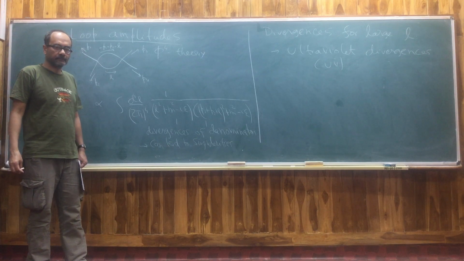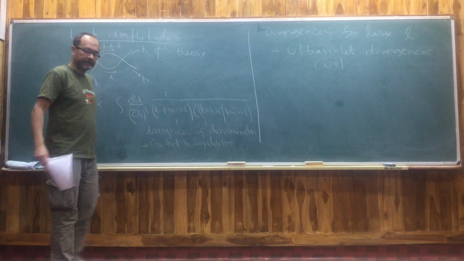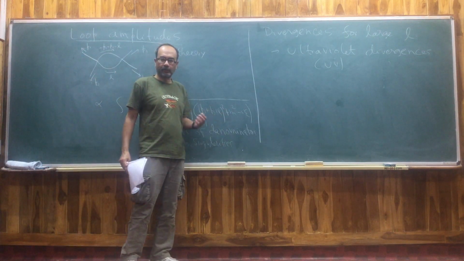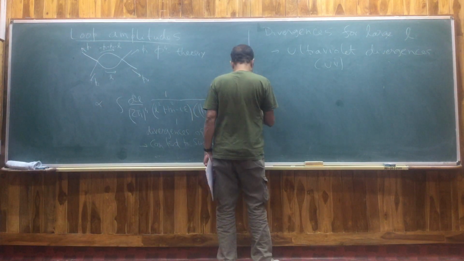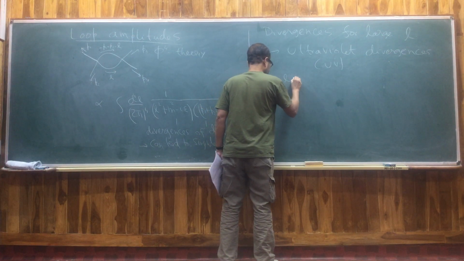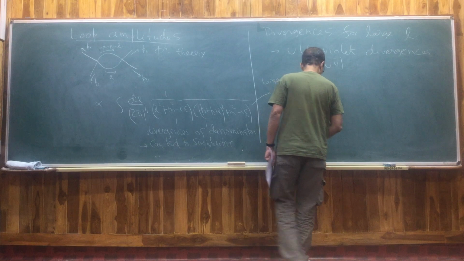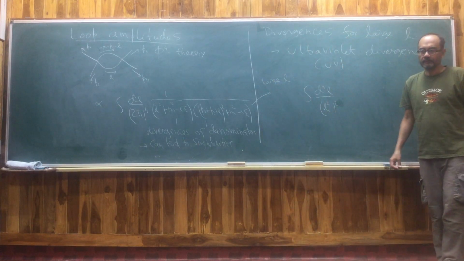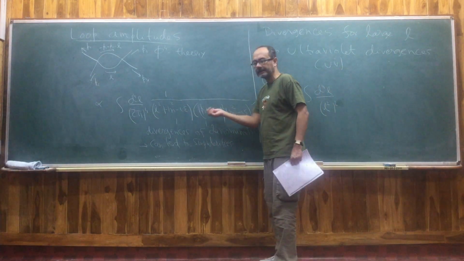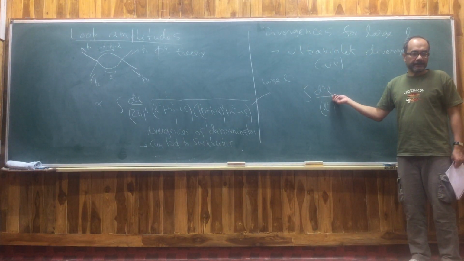So in this example, if we take L to be large, then in the large L limit you can ignore these M² factors, you can ignore the P1 plus P2 factors. So this integral for large L goes as the integral d^4L over (L²)². Because I just replace this by L² and this also by L², because L is larger than these fixed external momenta. And this is logarithmically divergent.